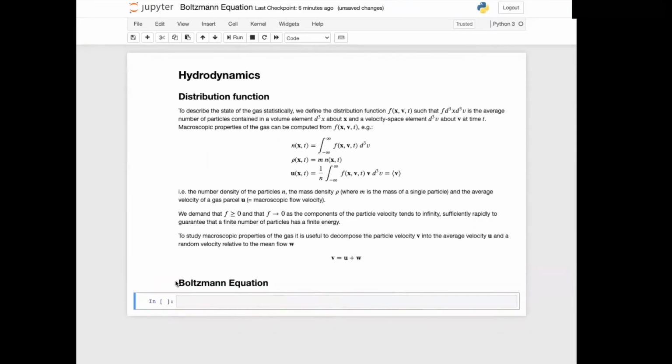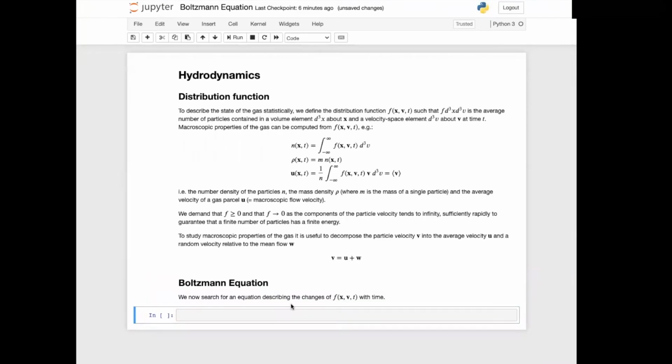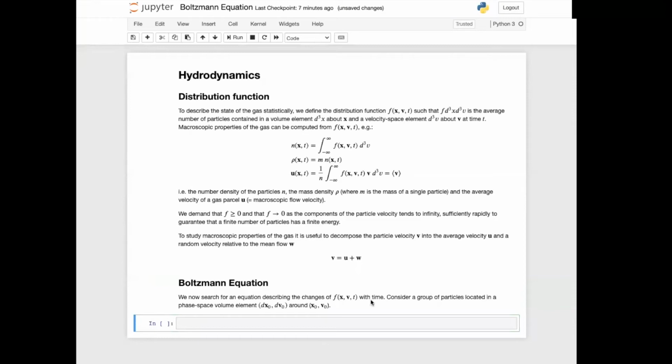Let's discuss now the Boltzmann equation. Boltzmann equation is the evolution equation for the distribution function. We're seeking an equation that describes the change in the distribution function in time. Consider a group of particles that is located in a phase space volume element, d^3x_0 and d^3v_0, around a position in phase space x_0, v_0.